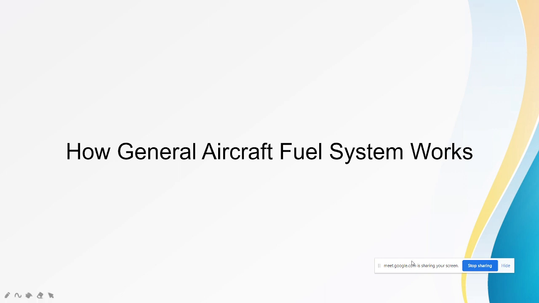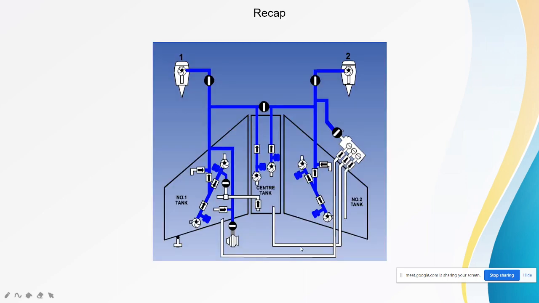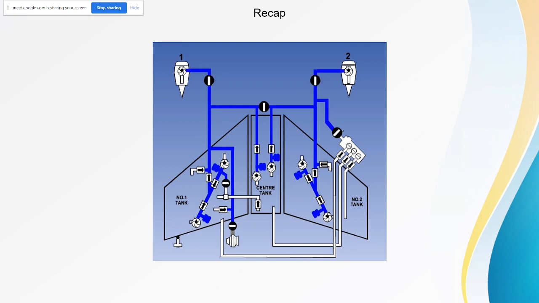Okay, so hello everyone. We will continue on the aircraft fuel system. First, let's do a bit of recap. Yesterday we saw the general overview of the fuel system and the basic components utilized in the fuel system. Here is the schematic diagram of a fuel system for a general three-tank aircraft.